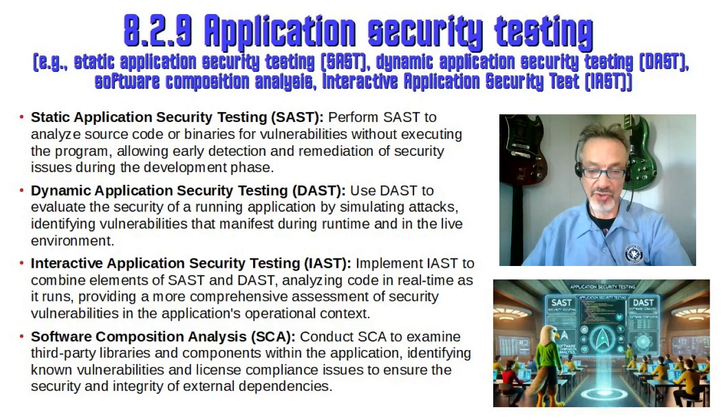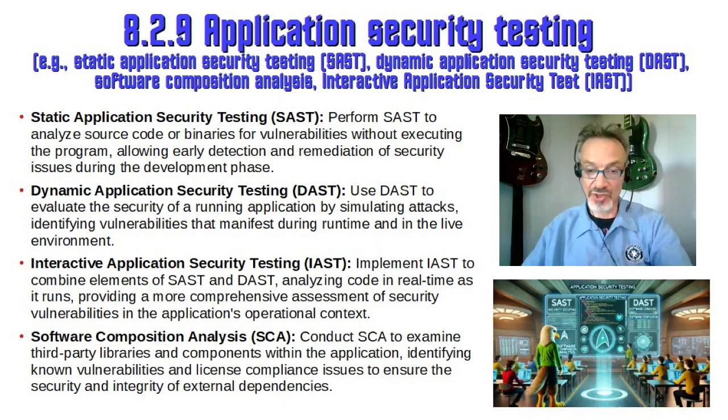Static application security testing, or SAST. SAST involves analyzing source code or binaries without actually executing the program. It helps detect vulnerabilities early in the development phase, such as input validation problems, buffer overflows, and code injection. This is important because fixing issues at this stage is far easier and less costly than addressing them after deployment.